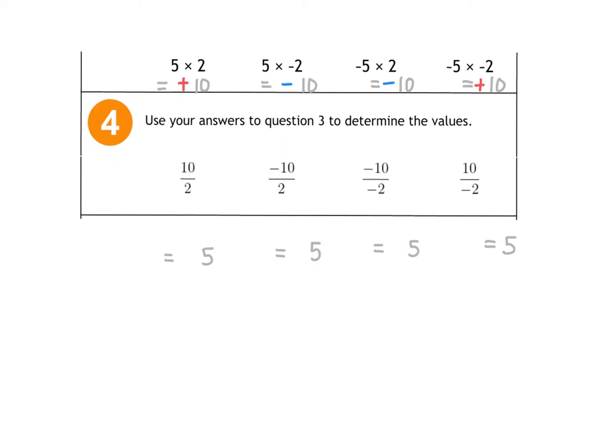For the first question, we'll have +10 divided by +2, which will give us +5. In the second, we know that a negative divided by a positive is going to give us a negative, so we'll have -5. In the third example, we'll have -10 divided by -2. Again, we know that a negative divided by a negative is going to give us a positive, so we'll have +5. And finally, we'll have +10 divided by -2. A positive divided by a negative will give us a negative, and it'll be 5.